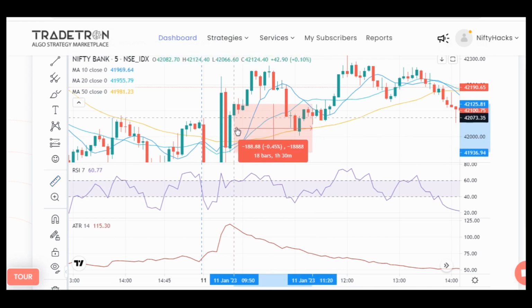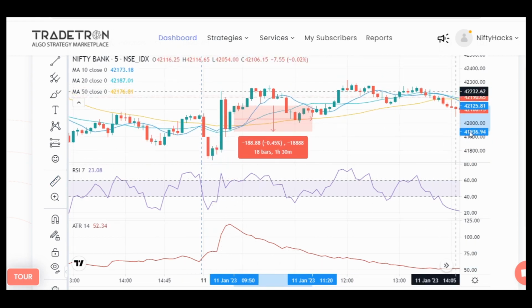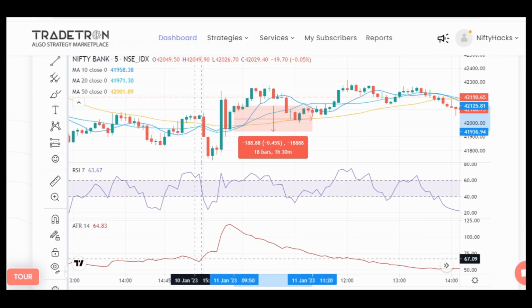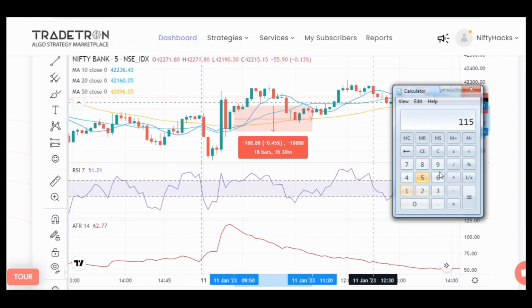188 points is your initial SL range, and because of this big green candle, volatility has increased so much that ATR has come to the 115 level. So it's obvious, I don't think we need to calculate that. 115 into 2.3 will be much higher than this candle's SL range. So it comes to 264, way above this SL, right?